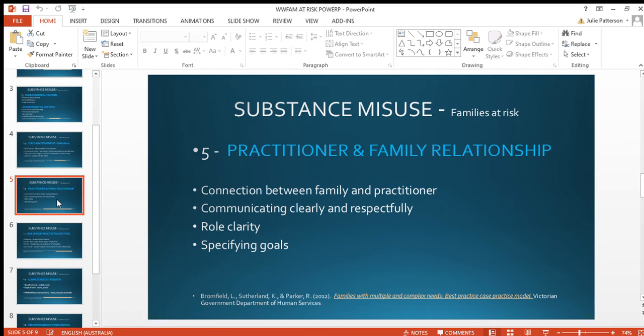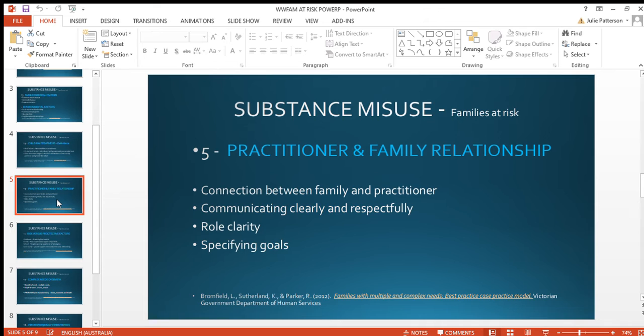Slide number 5, the Department of Human Services in Victoria looks into the importance of the relationship connection between practitioner and family, including extended family as well. Communicating clearly and respectfully helps to facilitate engagement despite possible circumstances of substance misuse, trauma and stress. Role clarity is important to having a thorough understanding of what your role is and its limits. So being clear on things such as organisational procedure, legal frameworks and local resources that can help the family.